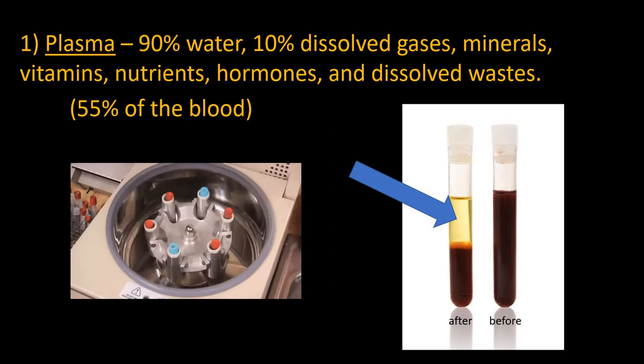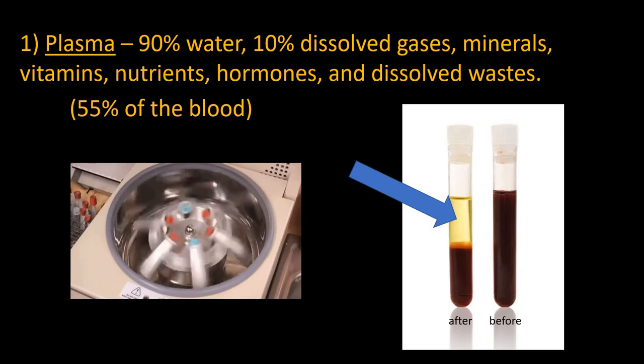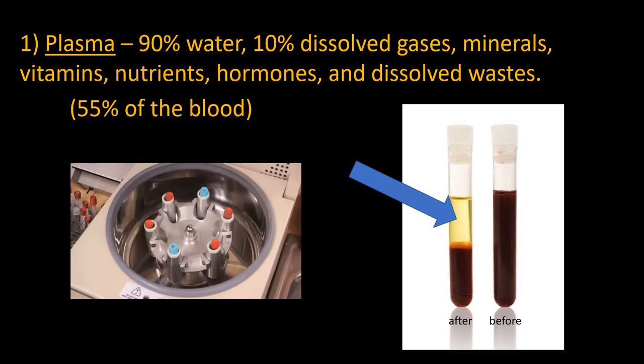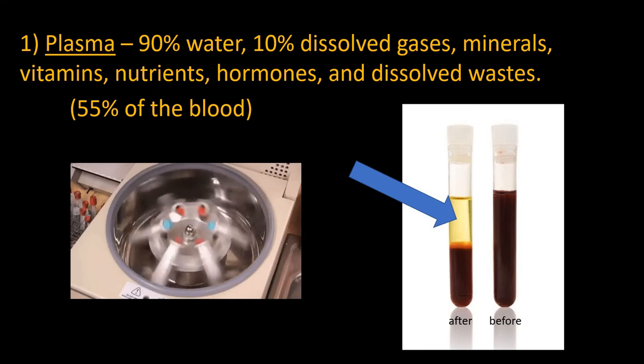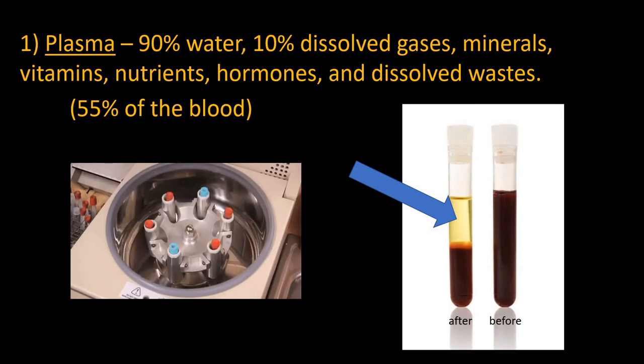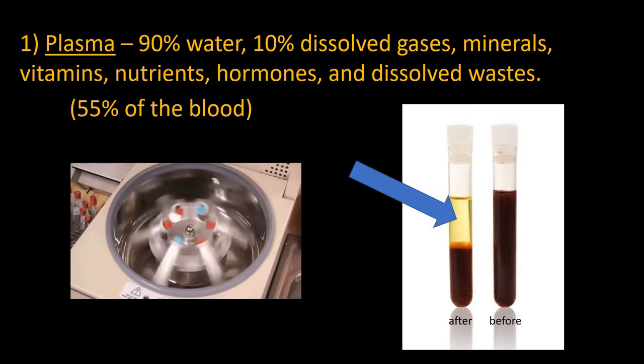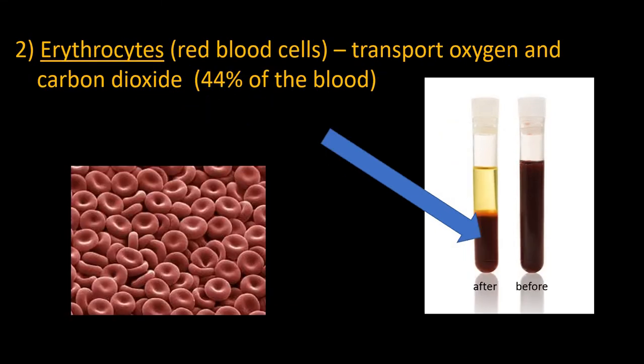Nutrients, things that are coming from your digestive system, the hormones that were mentioned, and dissolved wastes. Those would include things that are going to become part of your urine, or even you can think about it as including the carbon dioxide.